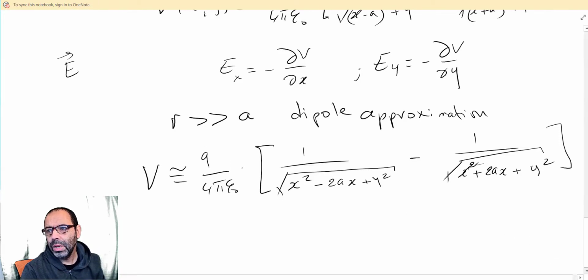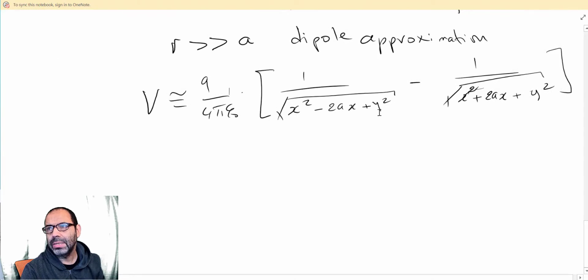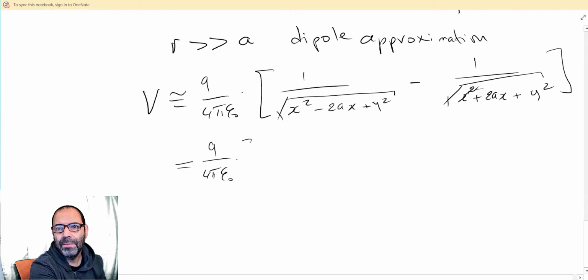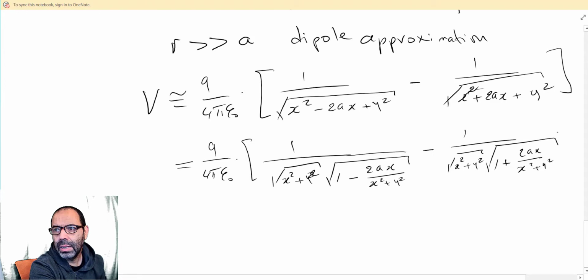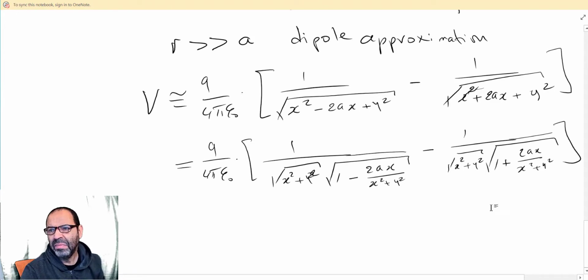Okay. Now I'm going to take x squared plus y squared as a common factor because it's bigger than a. So V is going to be equal to q over 4 pi epsilon naught times, open parentheses, 1 over the square root of x squared plus y squared, that is nothing but r, times the square root of 1 minus 2ax over x squared plus y squared, which is r squared, by the way. Minus 1 over the square root of x squared plus y squared again, times the square root of 1 plus 2ax over x squared plus y squared. It seems like all I did in this case is just pull out 1 over r. Let's get this 1 over r completely out because it's common to the two terms.